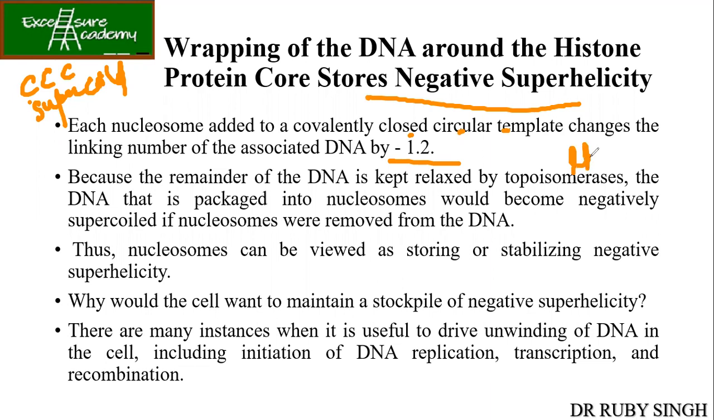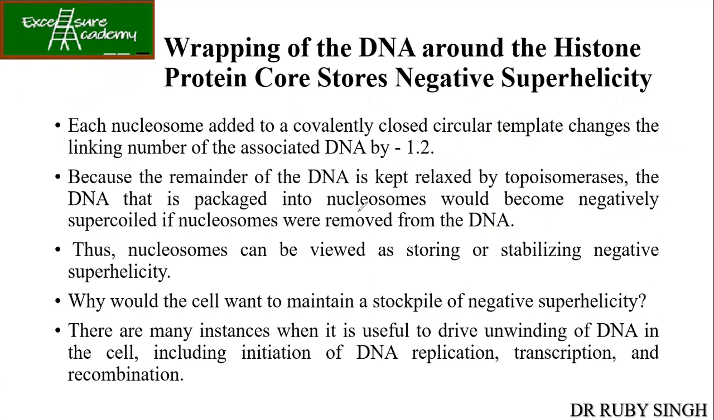Okay, so we know that linking number is equal to writhe plus twist. Guys, you are supposed to remember your previous lectures. Then only the coming lectures are going to be easy for you to understand. Because the remainder of the DNA is relaxed by the topoisomerase. So we know that there are two topoisomerases.